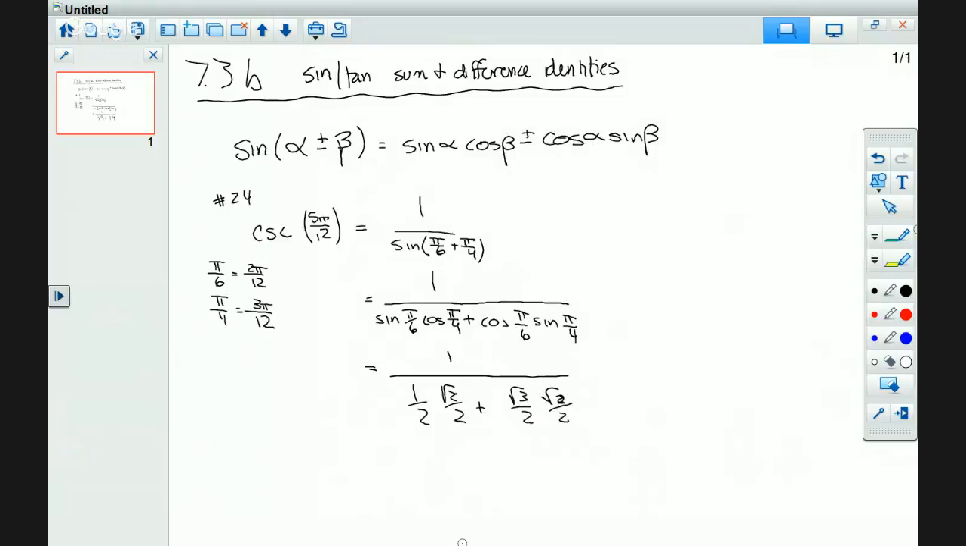Okay. So, we get our typical root 2 plus root 6 over 4, right? But how do I handle that? Yep, it's a fraction.